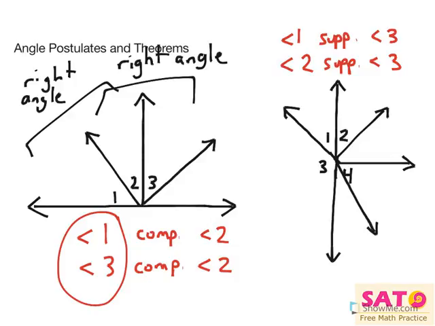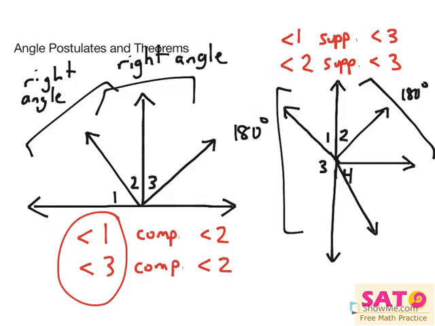Same concept for supplementary angles in the supplementary theorem here. And so if angle 1 is supplementary to angle 3, and angle 2 is supplementary to angle 3, which is right here, this makes up 180, and right here too. So if those two are 180, then angle 1 and angle 2 will also be congruent.